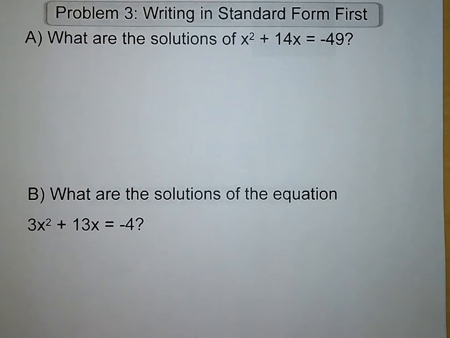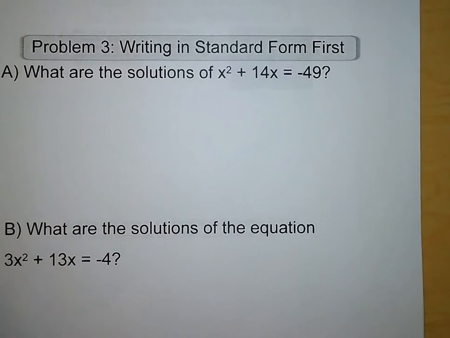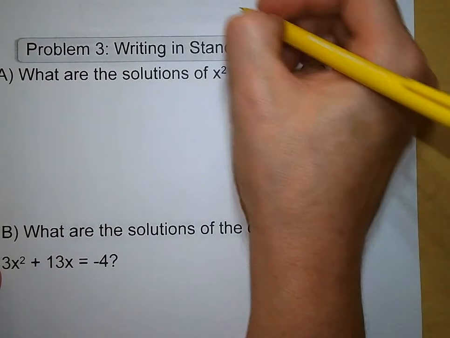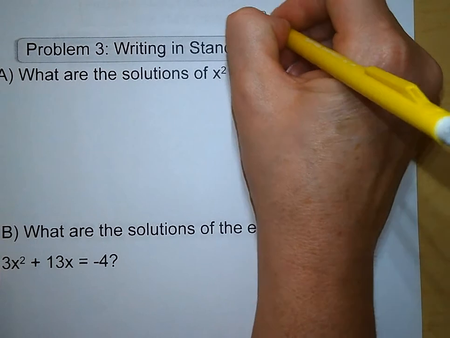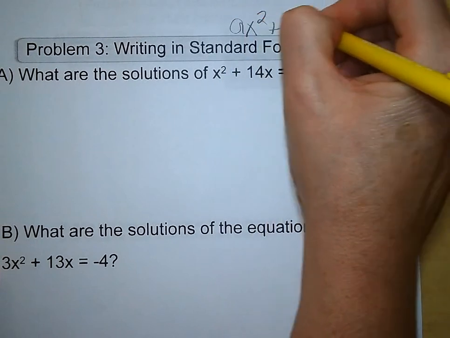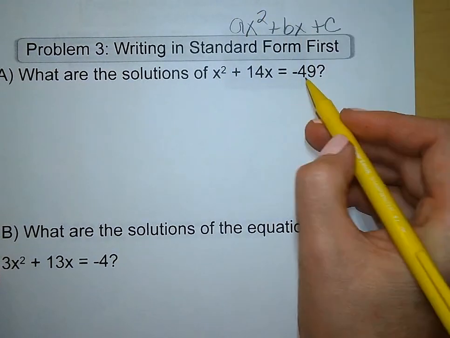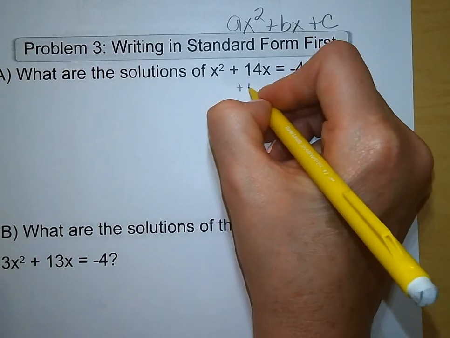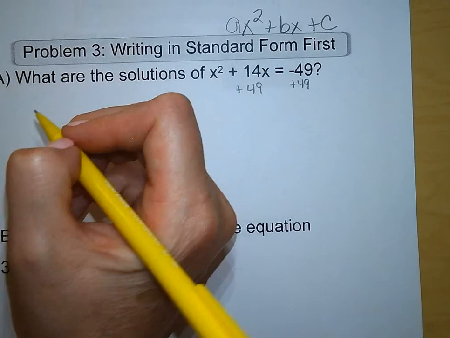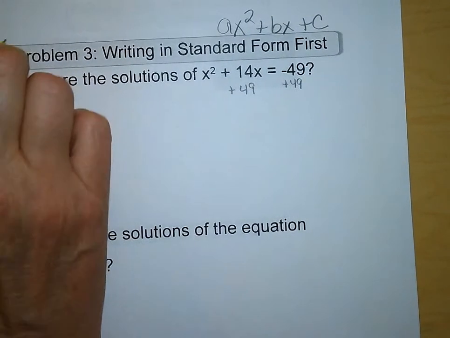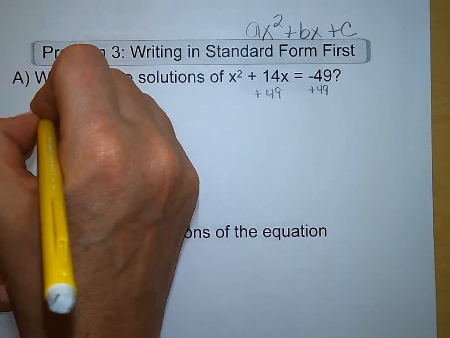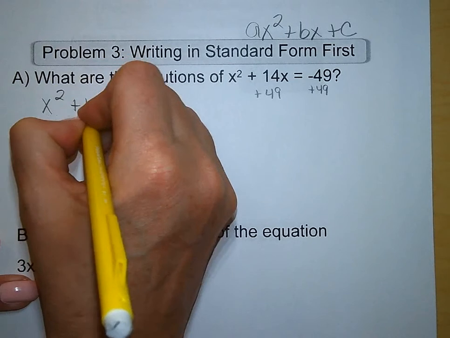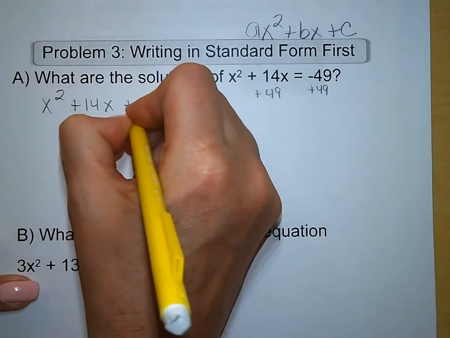Moving on, in problem 3, we're going to have to write these in standard form first. So that means we want them to be in the form ax squared plus bx plus c equals 0. So we're going to add 49 to both sides of the equation. So we're going to get x squared plus 14x plus 49 equals 0.